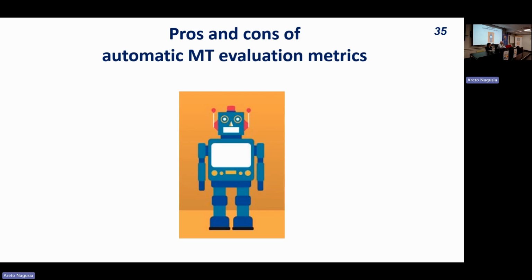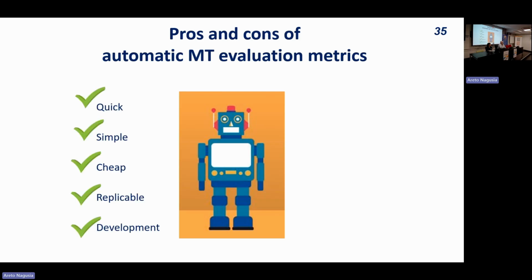Any machine translation conference that you go to, a paper to be accepted needs to have a component of evaluation to this day. And this has been the case for at least 20, 25 years since the data-driven approaches took over from the rule-based systems. So let's start from the pros, the advantages of automatic metrics, which there are.